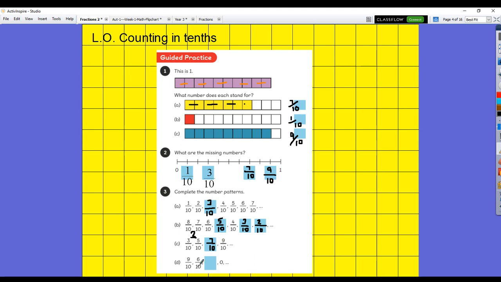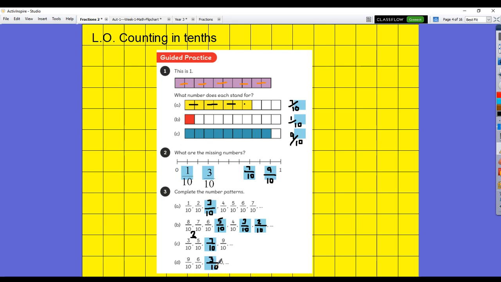What about this one then? What's it going down in? 9. How many do we need to get to 6 from 9? How many do we take away? So we take away 3. So then 6/10 take away 3 is going to be 3/10.